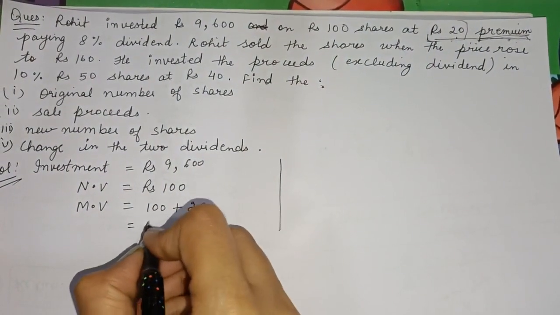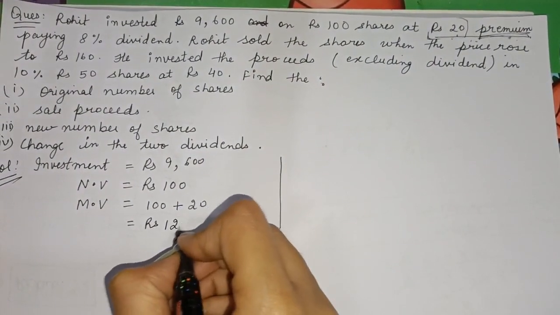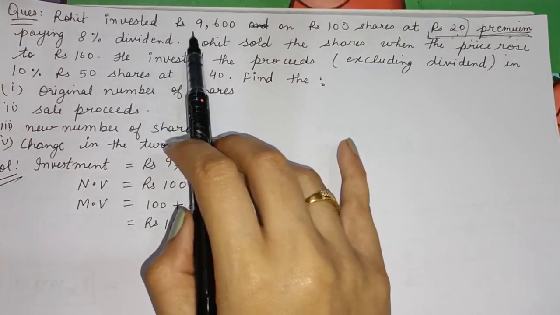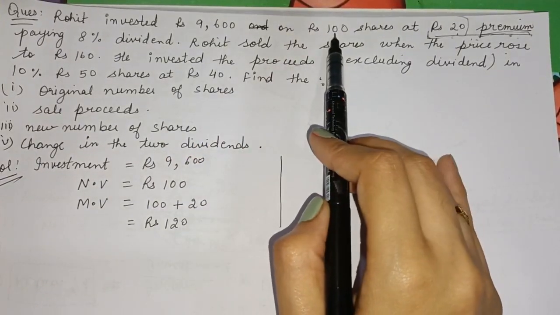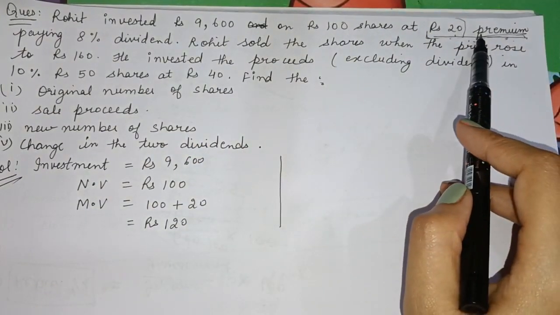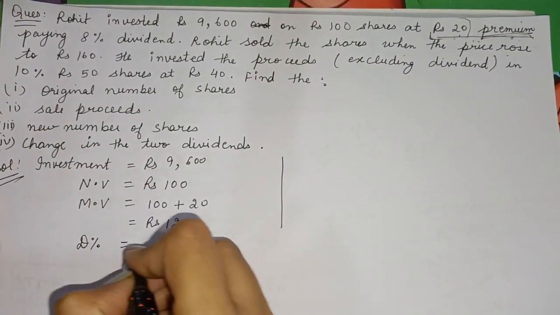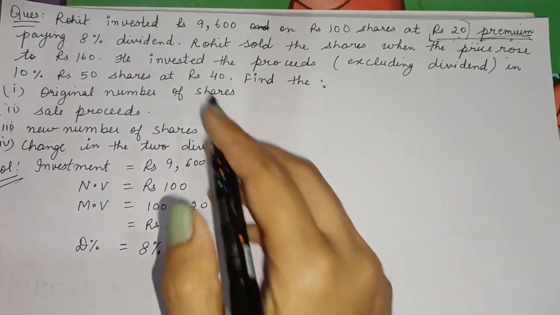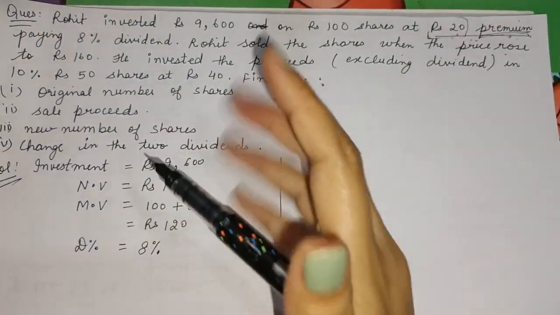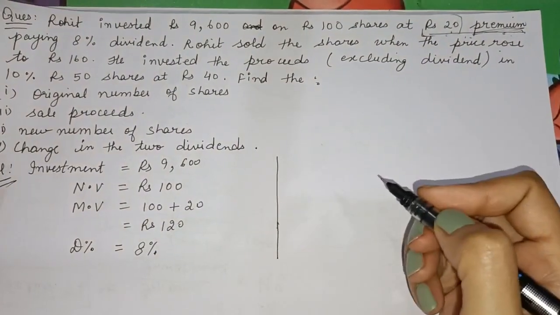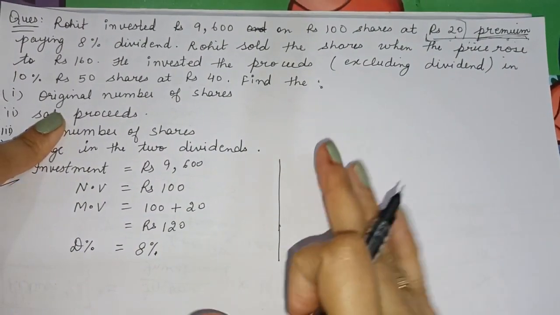So that means MV is equal to 100 plus 20, 120. Investment is given to us, nominal value is given to us, then market value is given to us, and dividend percentage is given to us, that is 8%. Now this is when buying is taking place.